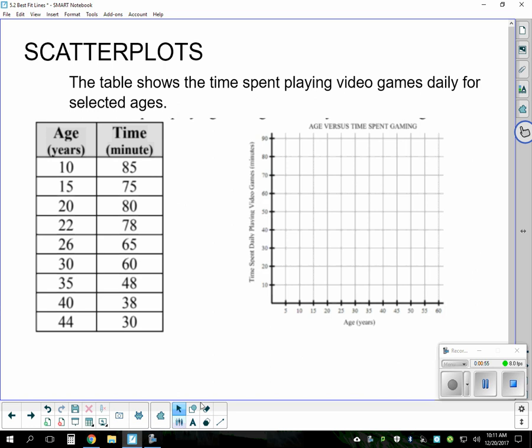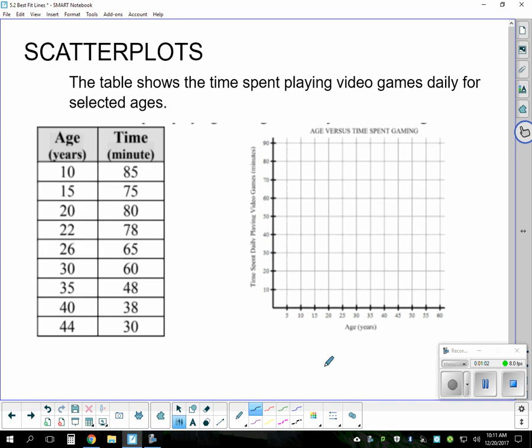All right, so our first one, 10, 85. I can't see where I'm writing. Here we go. Still can't see. 10, 85 right here. And then 15, 75, 20, 80 minutes, 22, 78. Okay, you guys go ahead and finish these up.